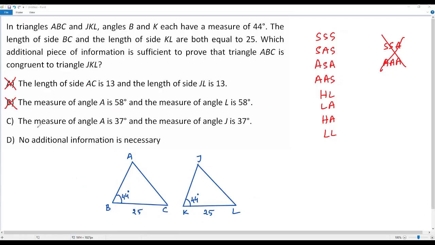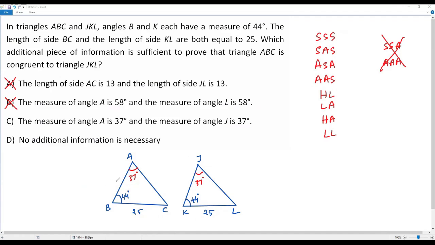Okay, now let me consider answer choice C. The measure of angle A is 37 degrees. Let me mark it over here, 37 degrees. And the measure of angle J is 37 degrees. Here we have an interior angle measure of 37 degrees, and here we have the same interior angle measure. Here we have 44 degrees, and here we have 44 degrees. Here we have a side of length 25 and the same length over here.